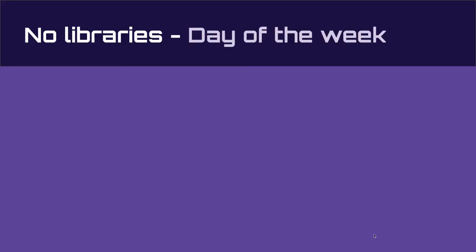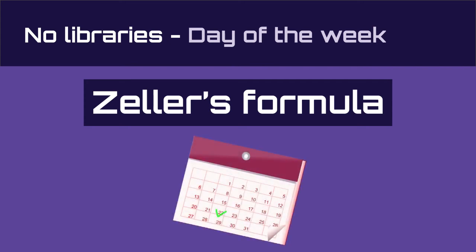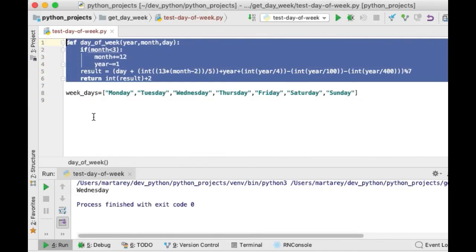Now, the last approach. We are going to see how you can get the day of the week without using any library. To do so, we are going to use Zeller's formula for the Gregorian calendar. There is a link in the description in case you want to know more about this formula. Zeller's formula will return a number that represents the day of the week for a given day, month, and year. So here we can see how I converted the formula to Python.